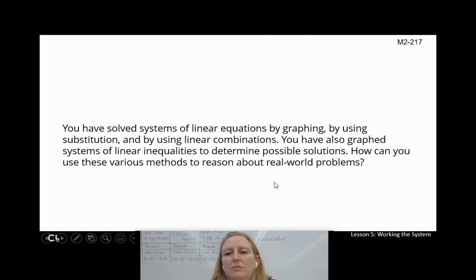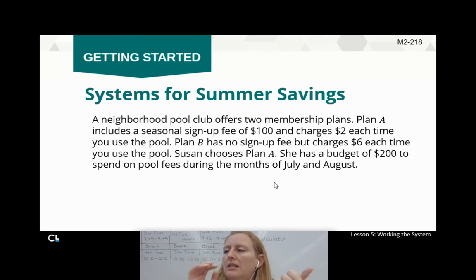So you solve systems of linear equations by graphing, by using substitution, by using linear combinations or elimination. We called it that as well. More recently, of course, we've also graphed systems of linear inequalities to determine possible solutions, right? We know it's a whole chunk of the graph, and anything within that chunk of the graph is a solution. So how can you use these various methods to reason about real-world problems? So let's step this up a little bit.